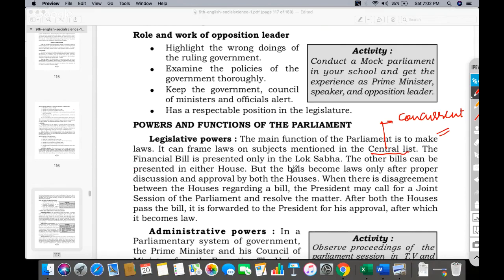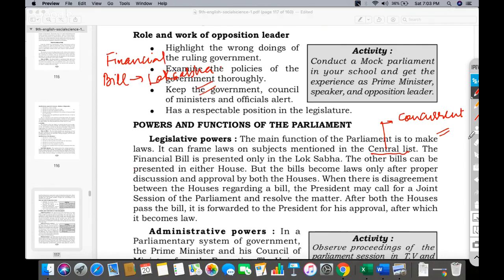The financial bill is presented in Lok Sabha. Financial bill, other bills can be presented in either house. So try to understand any financial bill. Financial bill means related to money. Financial bill will only be presented in Lok Sabha. First, it has to be initiated in Lok Sabha. Once Lok Sabha votes it, then it goes for discussion in Rajya Sabha.